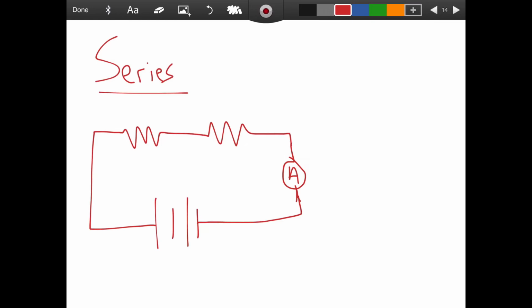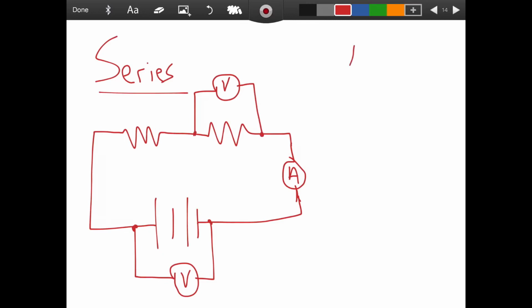And if I wanted to figure out the voltage for the entire circuit, I could put a voltmeter across the battery, having it on each side. Or if I wanted to measure the voltage across one individual resistor, I could place it across like this.